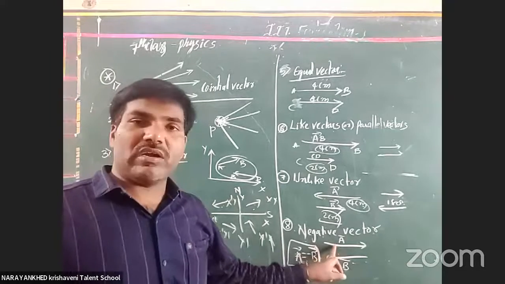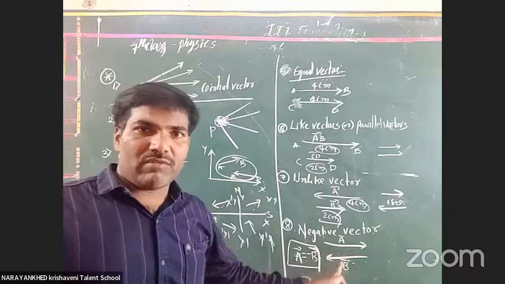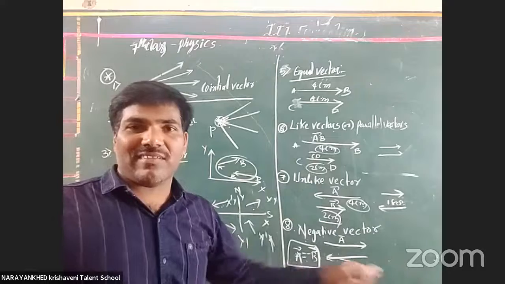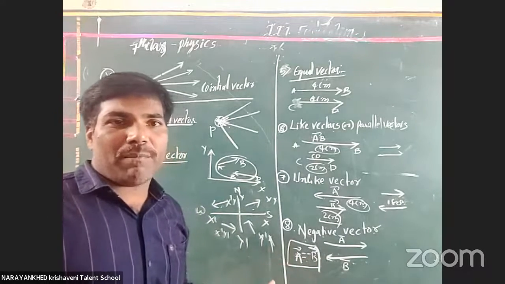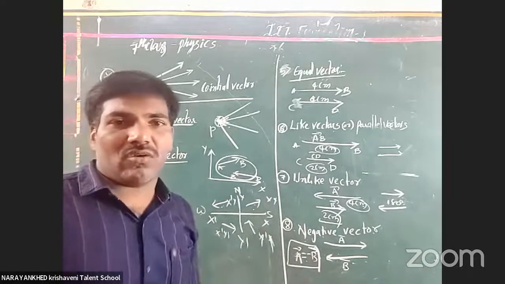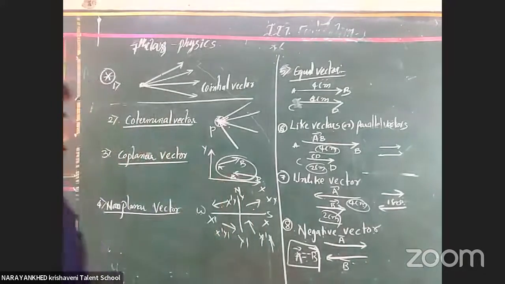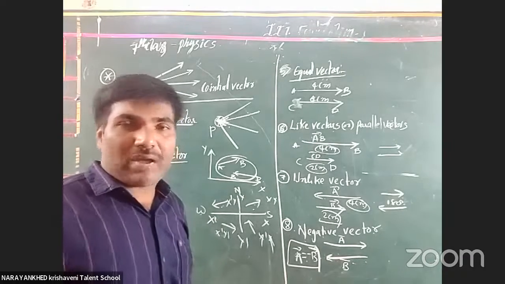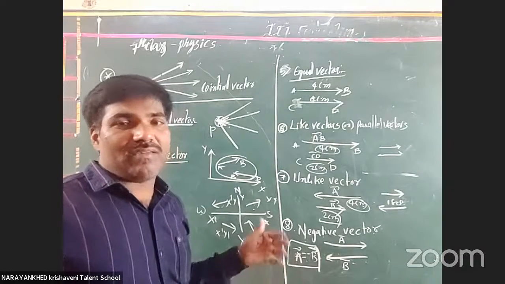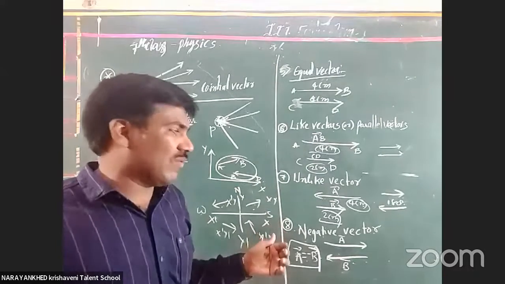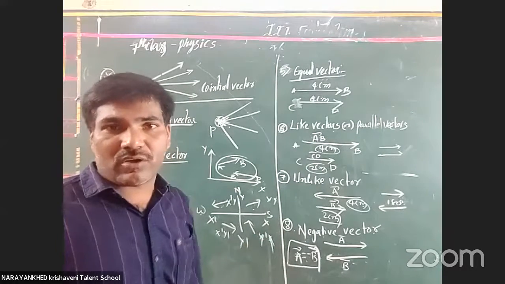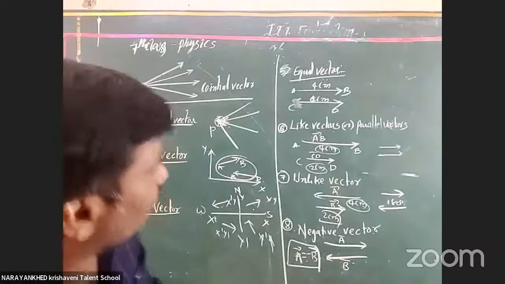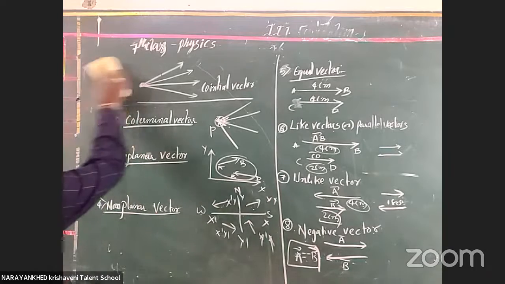Yes, there is a 4 centimeter magnitude only, but one is east in direction and another one is west in direction. The two vectors are called negative vectors. They are not called unequal vectors, but negative vectors. The magnitude is the same, but the directions are different. One is the negative vector of the other. Just the direction plays the main role here. These are the different types of vectors.